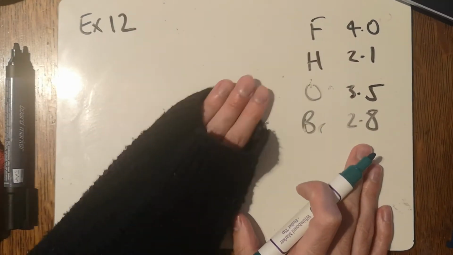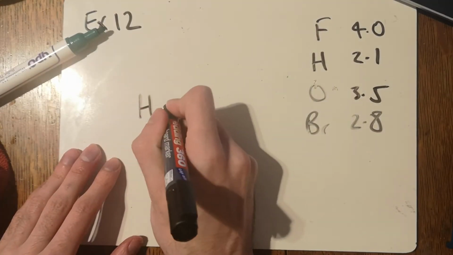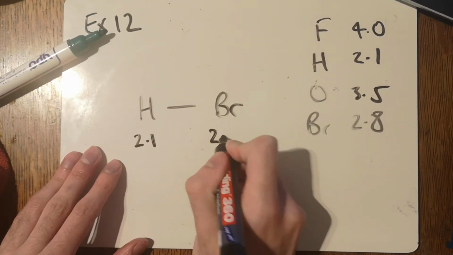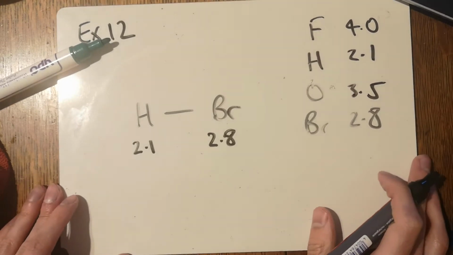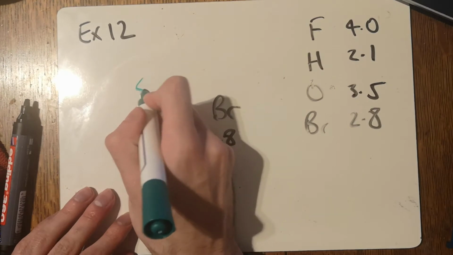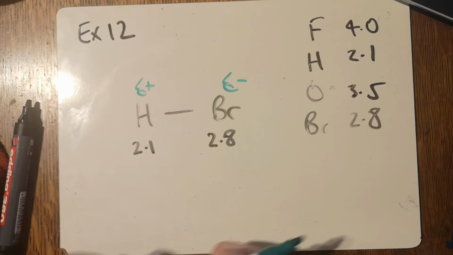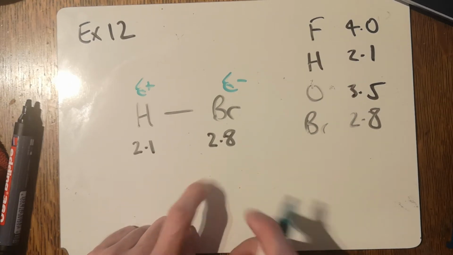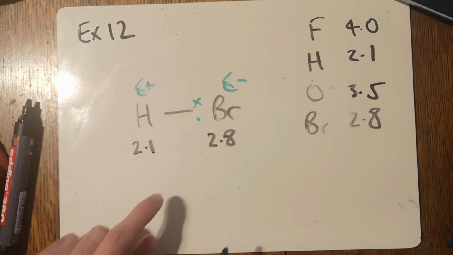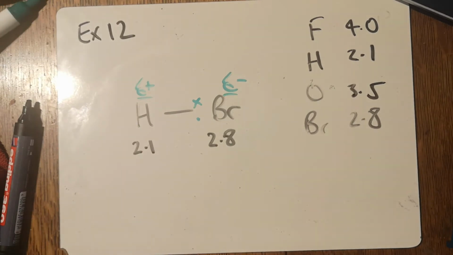Our final one is HBr. And HBr has hydrogen at 2.1, bromine at 2.8. So this is above 0.5 electronegativity difference. So it's just strong enough to form a dipole, where the hydrogen becomes delta plus, bromine becomes delta minus. Because bromine is the stronger electronegativity, the electron's going to be pulled towards the bromine. Don't need to draw the electrons on. I've just done it to demonstrate that these bits are the important bits, the dipoles.